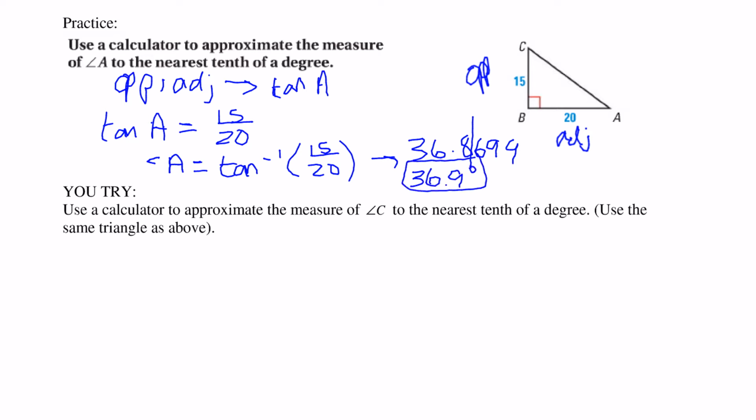All right, so I'd like you to try it on your own now. So you're doing it based off of angle C. So remember, the 20 is now the opposite. Your 15 is your adjacent that you will use now for your angle C. So go ahead, push pause. When you're ready to check your answer, go ahead, push play.